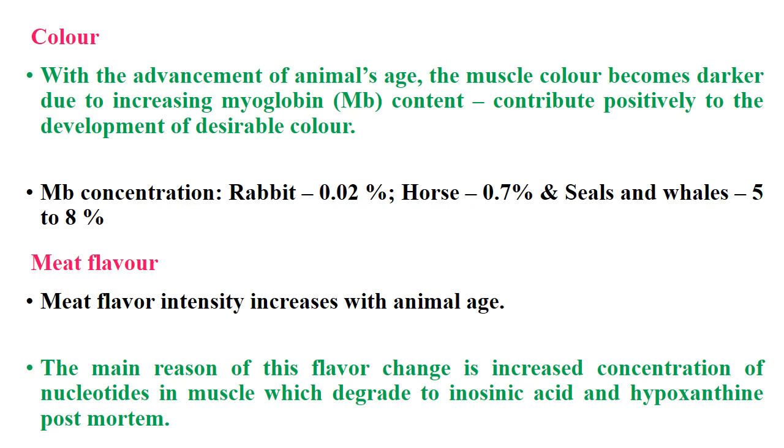Then next is about the flavor. Meat flavor intensity increases with animal age. So with the increase of age, the flavor will be increased. The main reason for this flavor change is increased concentration of nucleotides. So there is post-mortem glycolysis, and we have discussed all this. The nucleotides in muscle degrade from inosinic acid to hypoxanthine during post-mortem glycolysis or during the aging process. So that gives better flavor from the meat of an old animal.